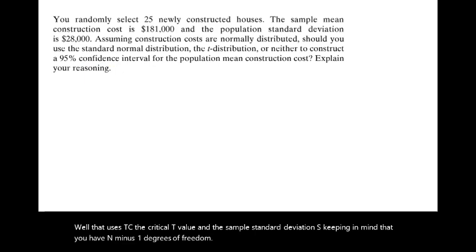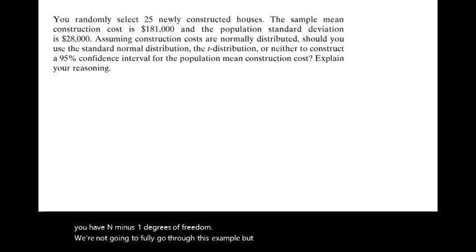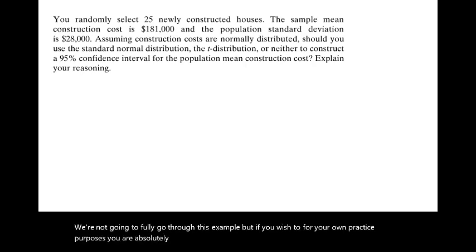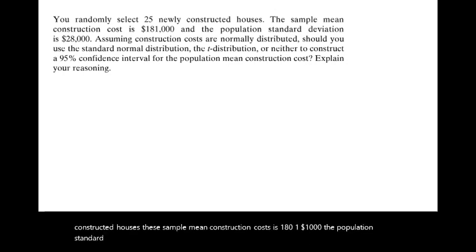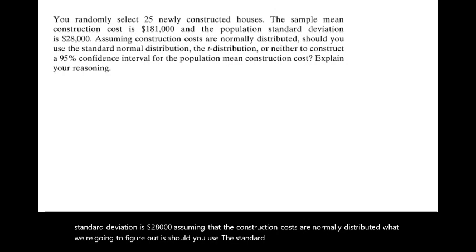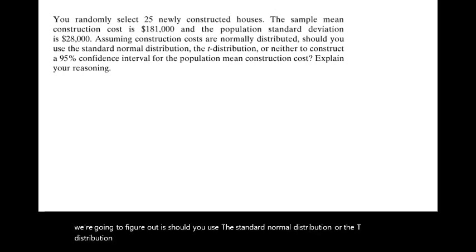We're not going to fully go through this example, but if you wish to for your own practice purposes, you are absolutely welcome to. So let's say that you randomly select 25 newly constructed houses. The sample mean construction cost is $181,000 and the population standard deviation is $28,000. Assuming that the construction costs are normally distributed, what we're going to figure out is, should you use the standard normal distribution or the t-distribution to construct a 95% confidence interval for the population mean construction cost?